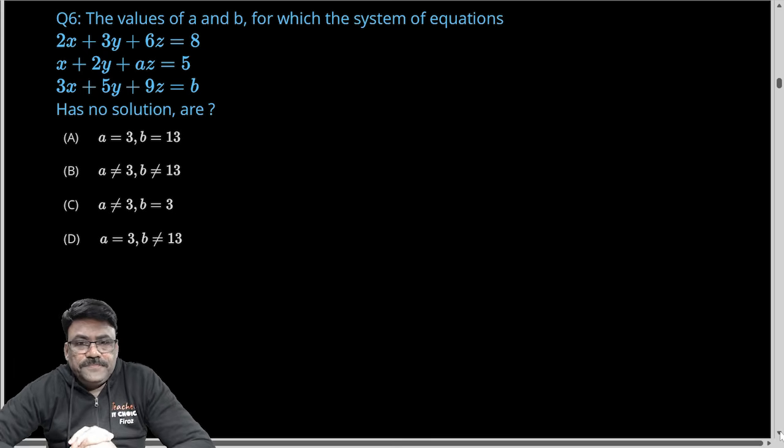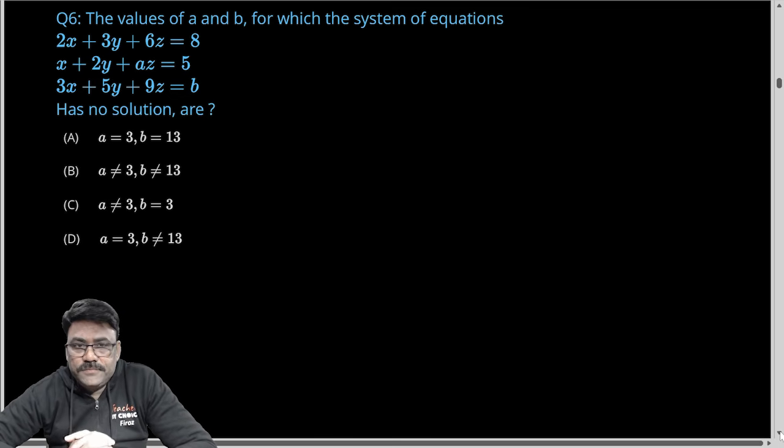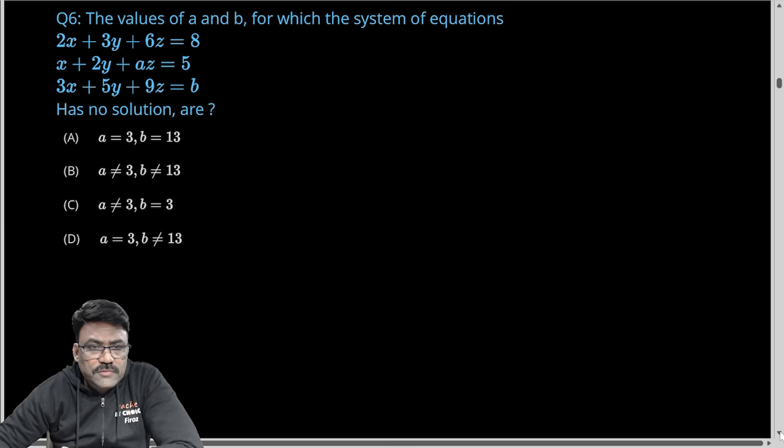Okay, see this question. This is from matrices and determinants. 3 linear equations are given to you, and they are saying that this system has no solution. It is given the system has no solution. Then what will be a and b here? So what I will do here, I will convert this system from 3 variables to 2 variables. Means let's eliminate one of the variables first.